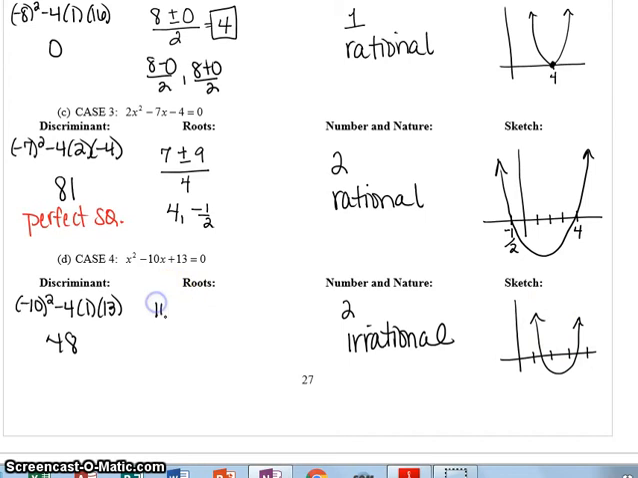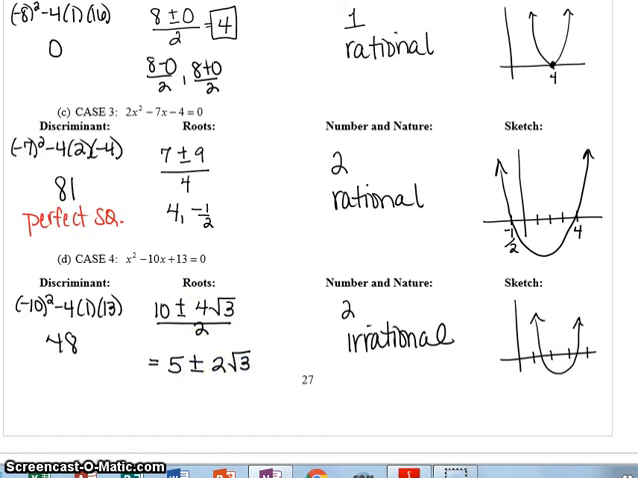Okay, so the opposite of b would be 10 plus or minus the square root of 48, which is radical 16 times 3, which would be 4 radical 3 over 2. That simplifies to 5 plus or minus 2 radical 3.